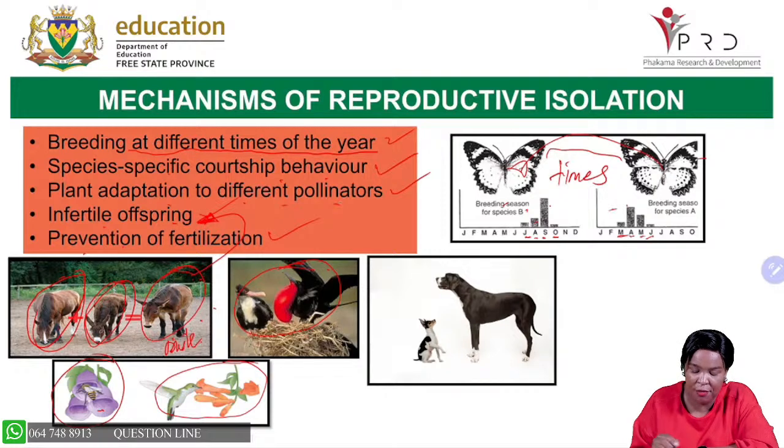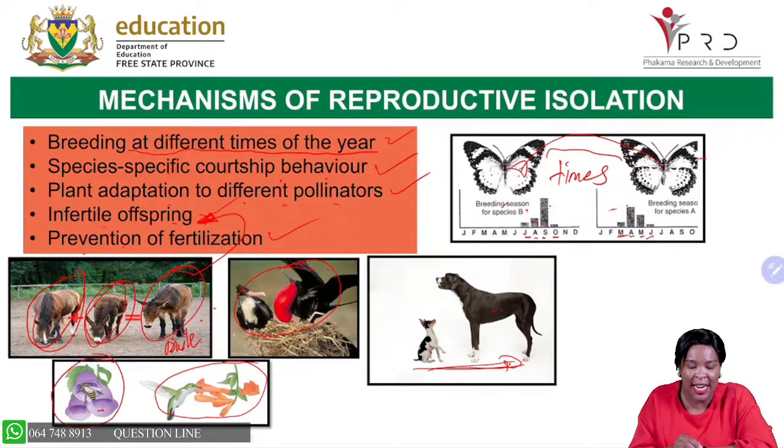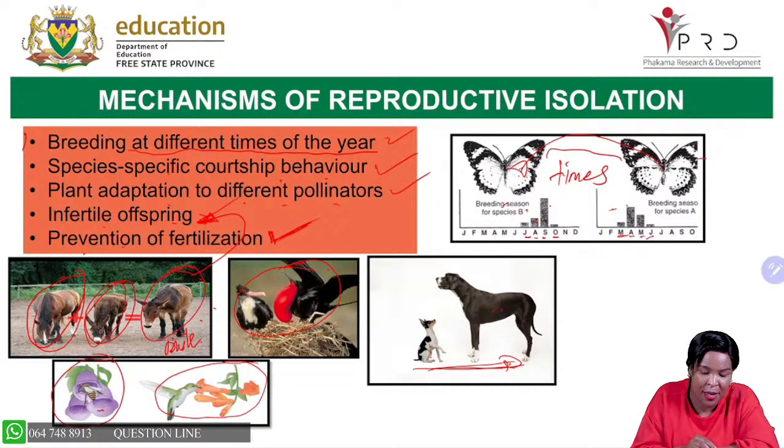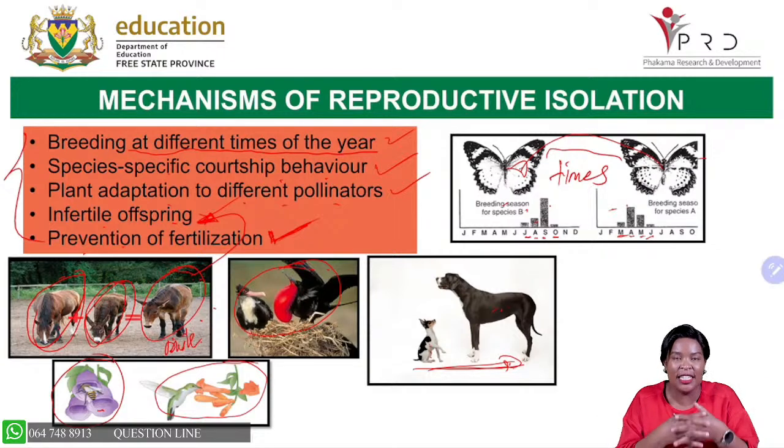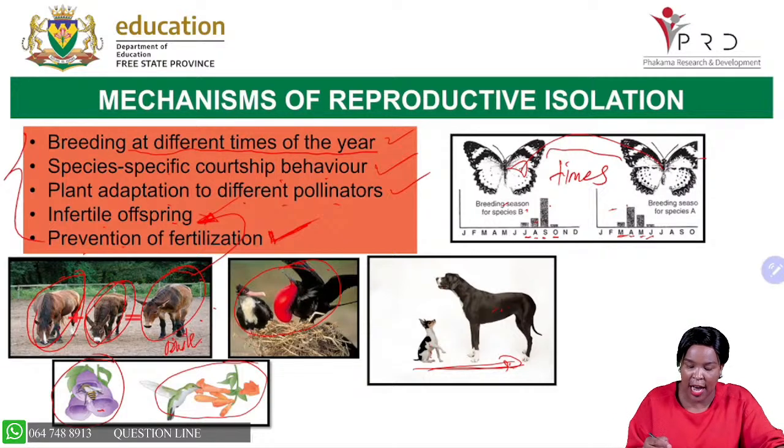Also, prevention of fertilization. Here, prevention of fertilization can happen because look at the sizes, look at the different copulation organs, they may be different. So that can also prevent fertilization. So these are the mechanisms that can isolate organisms from being able to interbreed once they become new species. Please know them off by heart. A question can arise asking you to mention them.